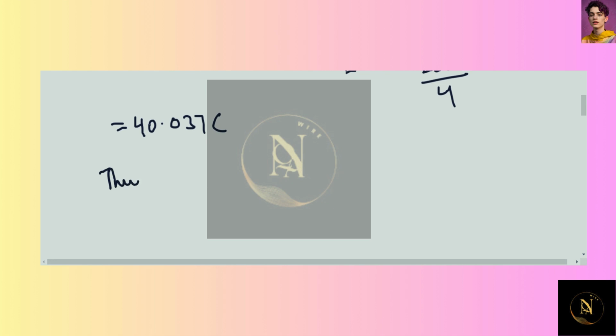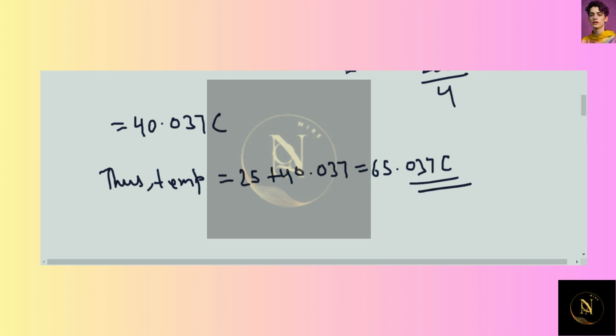Thus the temperature equal to 25 plus 40.037 equal to 65.037 C, and this is the answer of B. This is the answer.